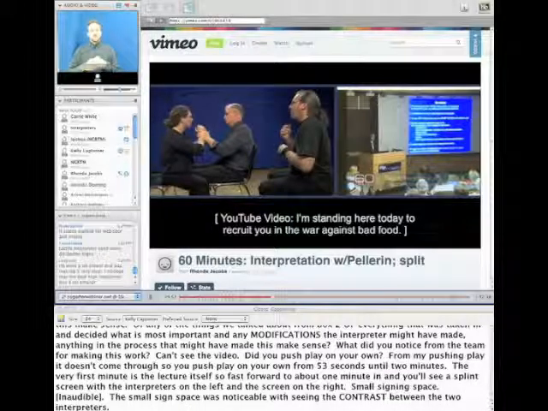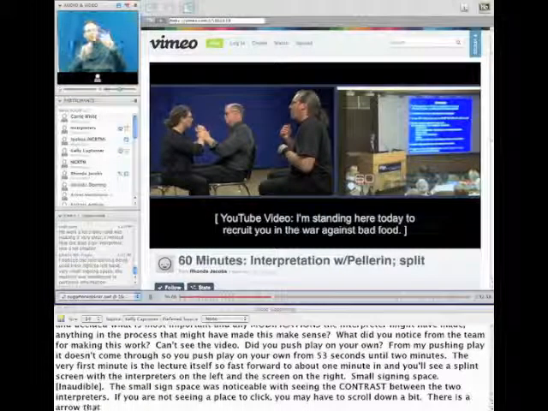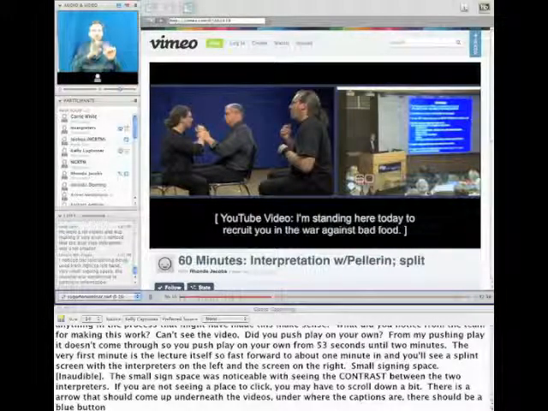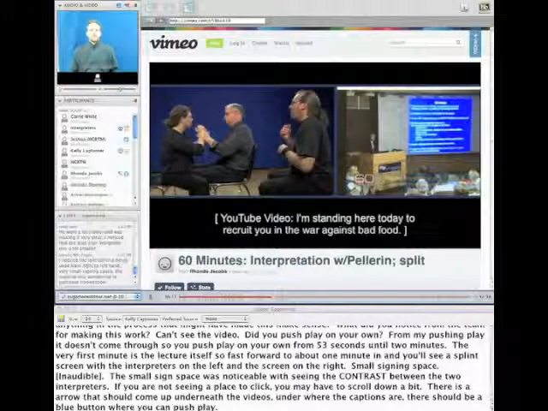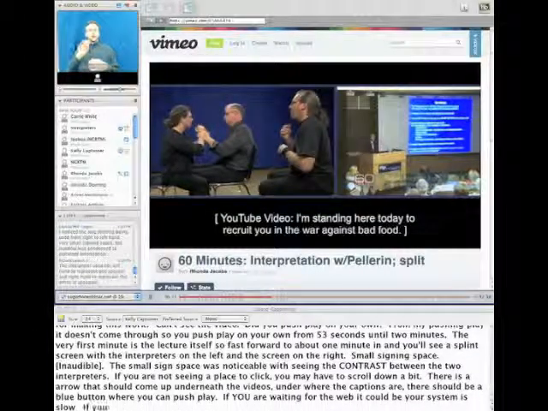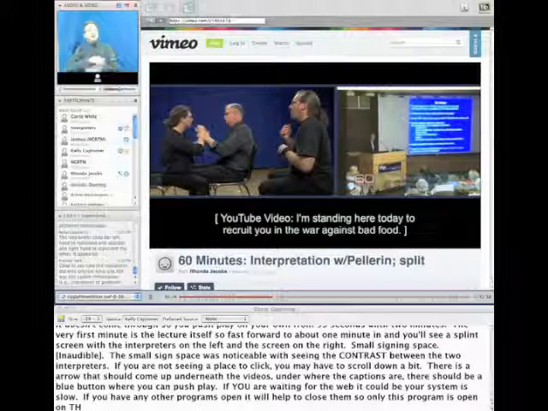So, if you're not seeing a place to click, you might have to scroll down a little bit. There's an arrow that should come up underneath the videos, under where the captions are. There should be a blue button that you can push to push play. Okay, if you're waiting for the web tour in circles, it could be that your system is slow. If you have any other programs open, it will help to close any other programs so that only this program is open on your computer, including if Skype is automatic on your computer, to close down Skype too. That will help.